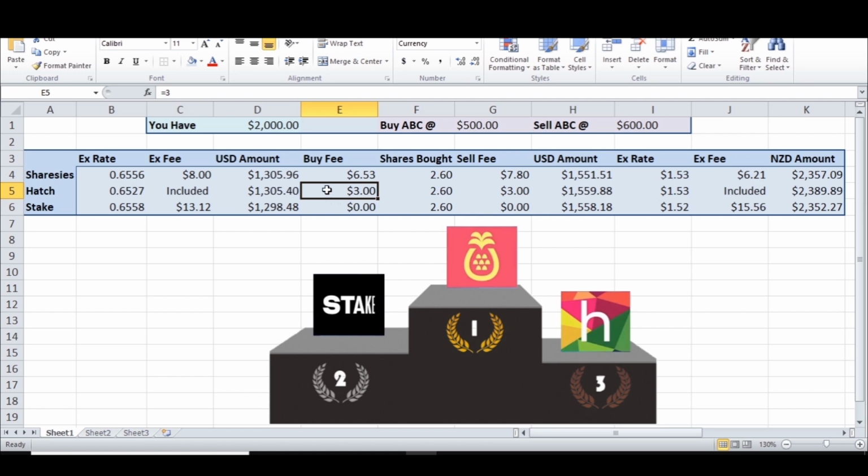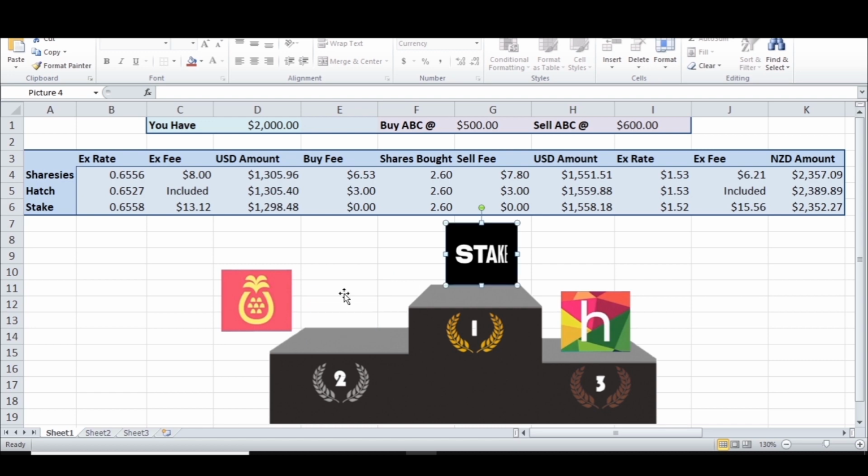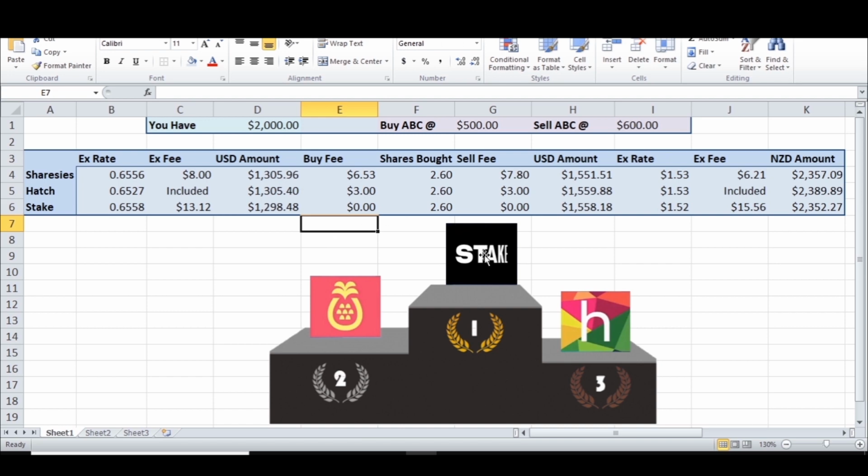And if you were to split your $2,000 even more and buy a bunch of different companies, then very clearly Stake will take the number one spot because they have zero transaction fee. So you can buy and sell as many times as you like with Stake. And in that instance, Stake will definitely take the number one spot.